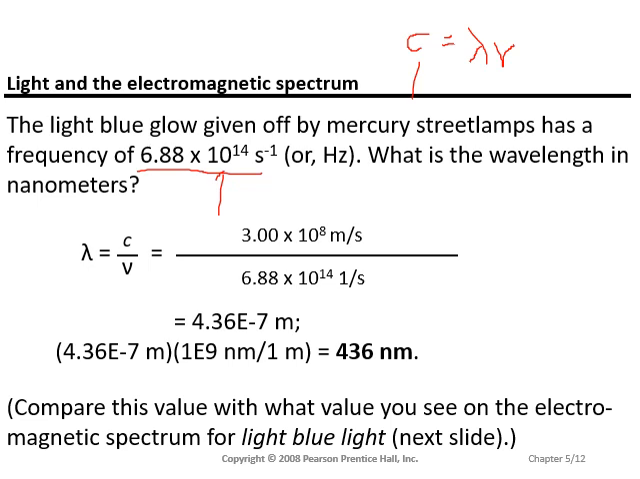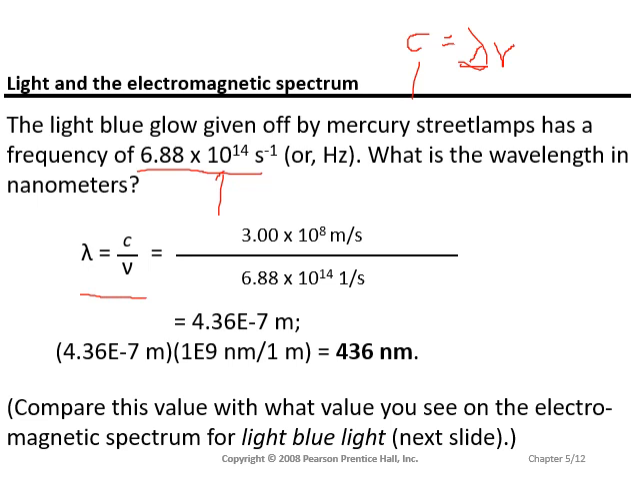So if we want to figure out what the wavelength is, we just divide both sides of this equation here by nu. And that will get rid of the nu on the right and put it under the c on the left. And that's what you're seeing here. So the wavelength will be the speed of light divided by the frequency. And we know what the speed of light is.